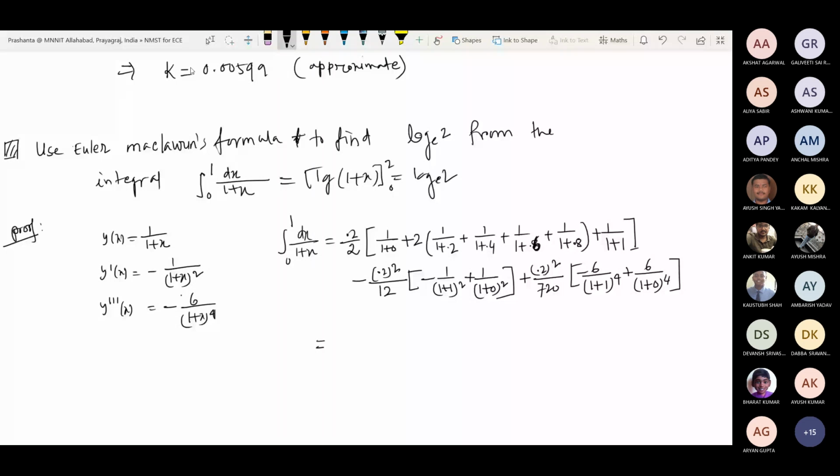Just a moment. Please simplify the expression and tell me the answer of the integration. Here it will be ln 2. So according to the calculator, the value is 0.69314718.